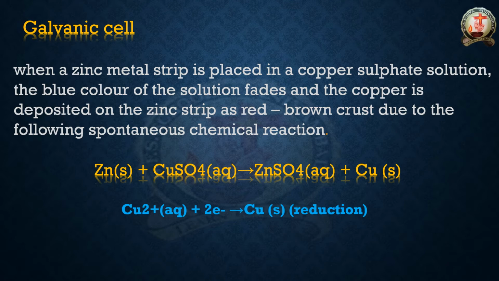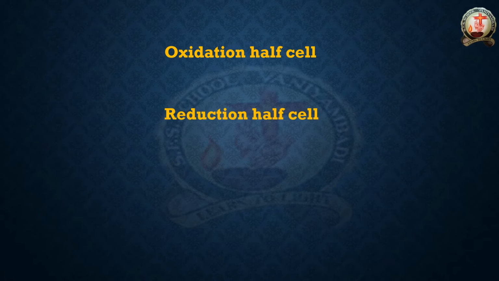This involves a reduction. You know that one. Whenever the substance accepts electrons, it is called reduction. Whenever the substance loses electrons, it is called oxidation. See, zinc is losing electrons and copper is gaining electrons from the sulfate. Okay. So reduction and oxidation occur in the same place. Now one side is the oxidation cell, another side is the reduction cell.